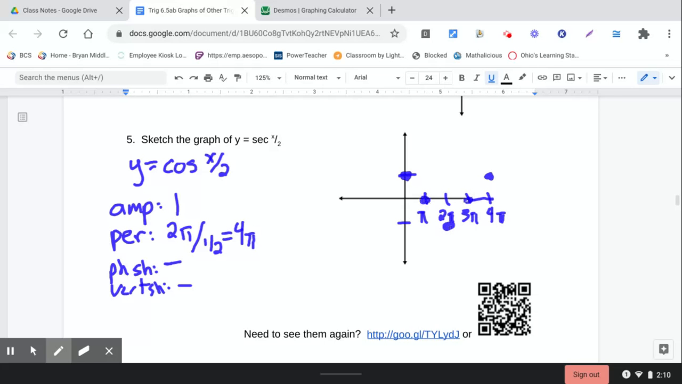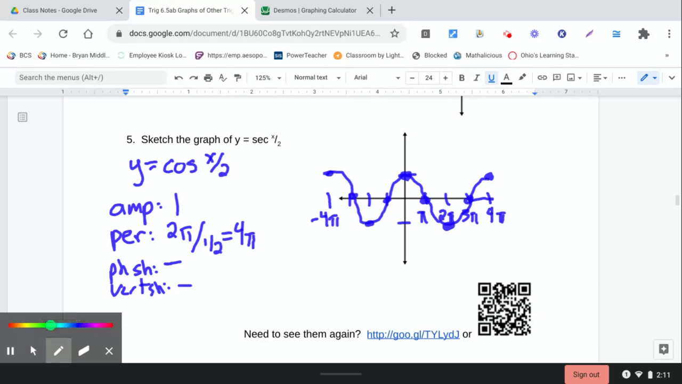And then we're going to cross here and here. Then let's go the other direction too. So here's negative 4 pi. All right, so this is the cosine function that we have. Remember, that provides us the structure to now go back and do the secant graph.